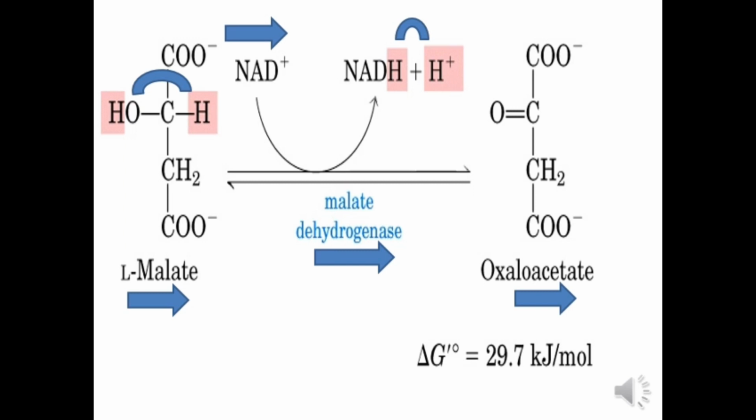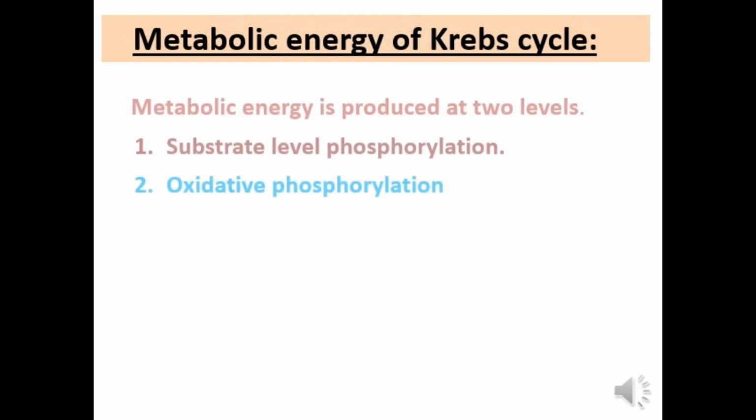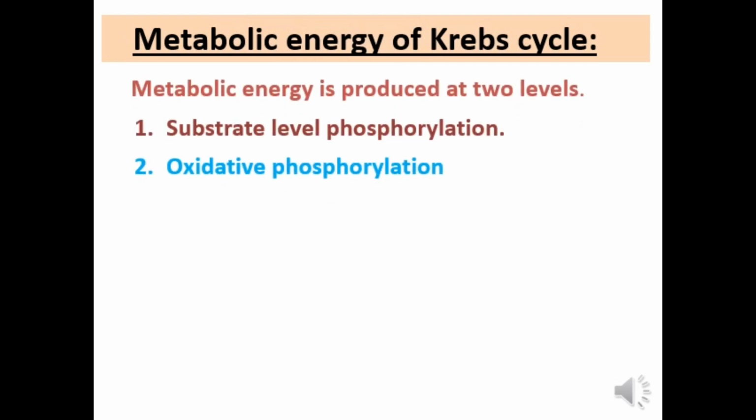Metabolic energy of Krebs cycle. The metabolic energy is produced at 2 levels: substrate level phosphorylation and oxidative phosphorylation. We mean by substrate level phosphorylation the production of ATP directly through the reaction, and oxidative phosphorylation is the production of ATP through the respiratory chain.